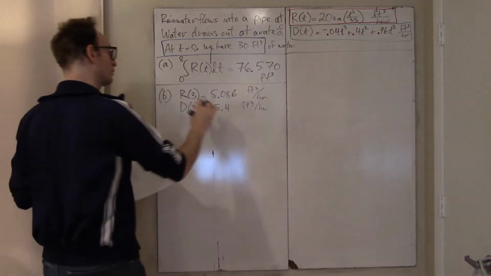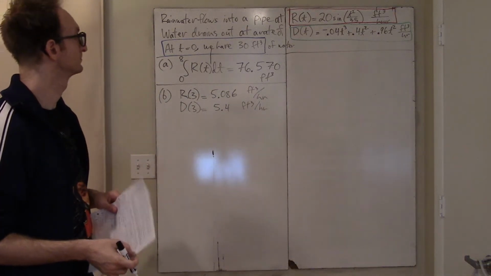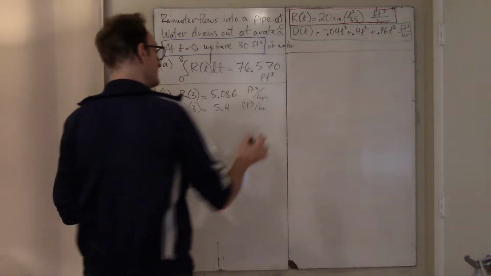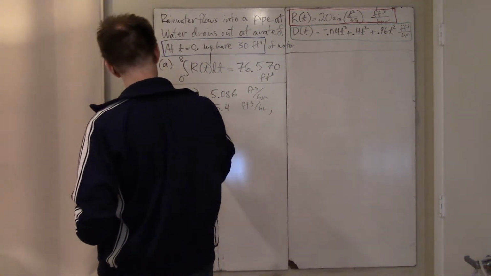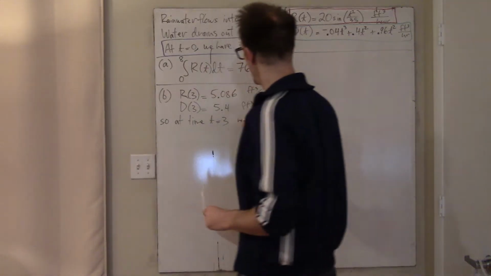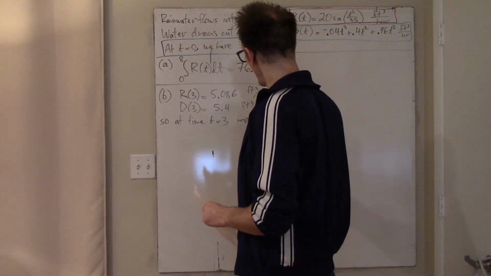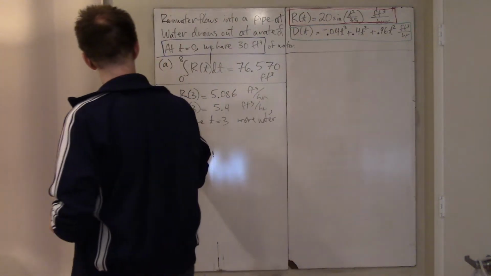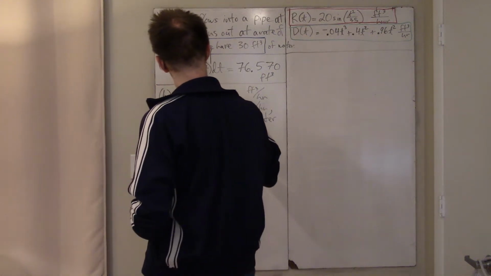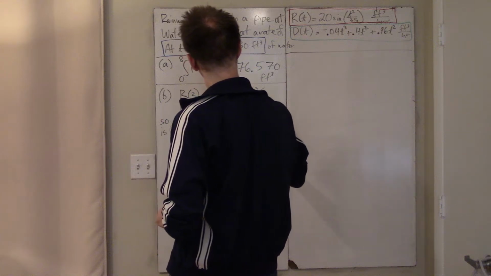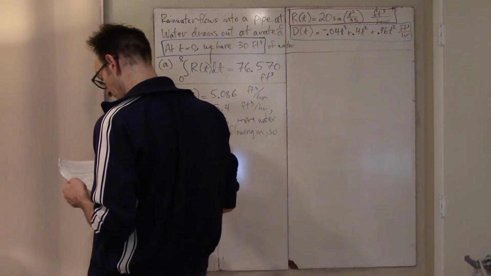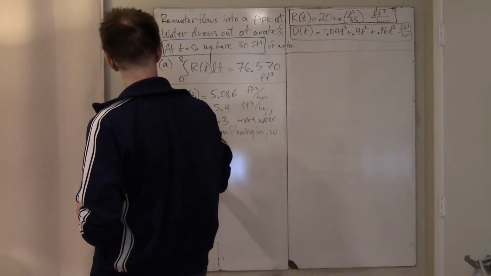And so I now reason that more water is flowing out than is flowing in. And that's all you say, right? So at time t equals 3, more water is flowing out than flowing in, so the amount of water is decreasing.